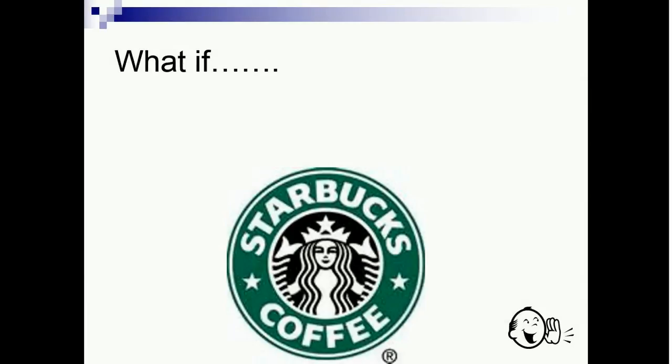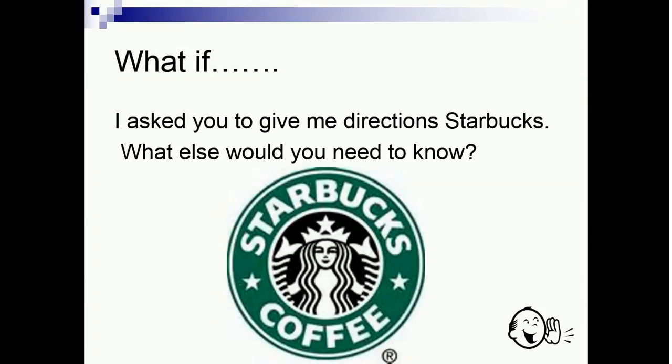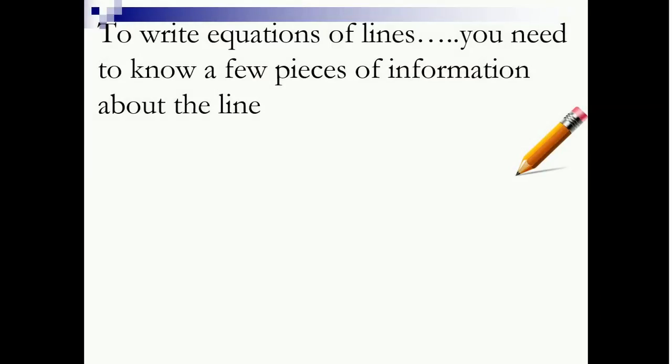So what if, hypothetically, I asked you to give me directions to Starbucks? Well, what else would you need to know from me? A, what Starbucks do I want to go to? B, where am I right now? And C, what roads do I want to take? What am I driving? Am I taking the bus? What am I doing? So, same thing with equations of lines.